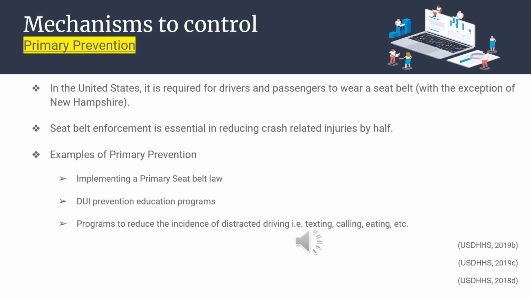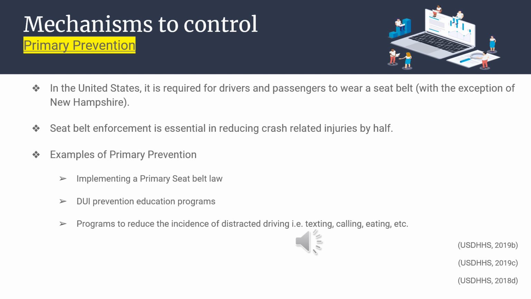Hello everyone, my name is Aida Palamo and I will be going over mechanisms to control the problem of unintentional injuries in relation to motor vehicle accidents. A way to approach this public health issue is by utilizing the levels of prevention. The first level I will be going over is primary prevention.